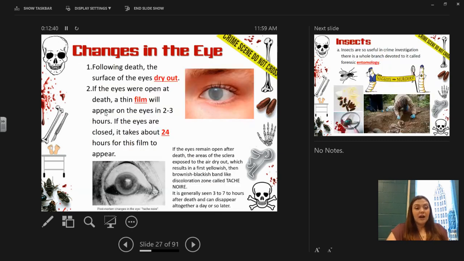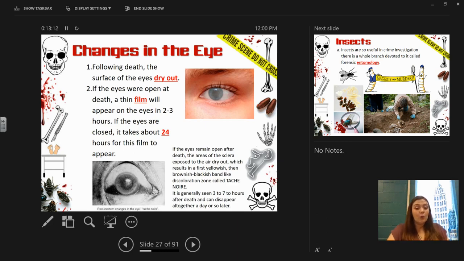All right, changes in the eye. Following death, the surface of the eyes dries out. If the eyes were open at time of death, a thin film will appear on the eyes in 2 to 3 hours. If the eyes are closed, it takes about 24 hours for this film to appear. So you can see the film here. If they die with their eyes open, and you come in and their eyes are already open and they have the film over them, it's been at least 2 to 3 hours. If their eyes are closed and you peek inside and they're not filmed yet, well, it's been less than 24 hours since they were killed.